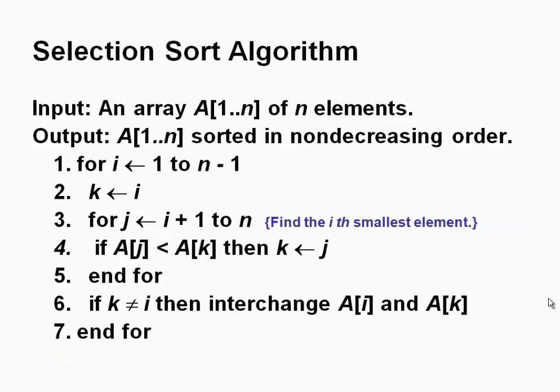Selection sort algorithm. On input we have to give an array of n elements, and on output the following steps are performed. Step 1: for i equal to 1 to n minus 1. Step 2: k equal to i. Step 3: for j equal to i plus 1 to n. Step 4: if a of j less than a of k, then k equal to j. Step 5: end for. Step 6: if k not equal to i, then interchange a of i and a of k. Step 7: end for.